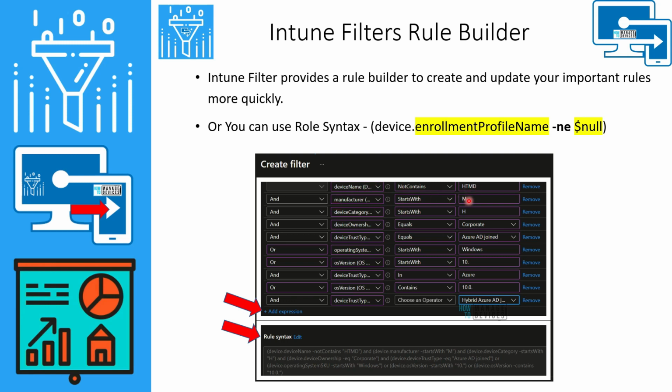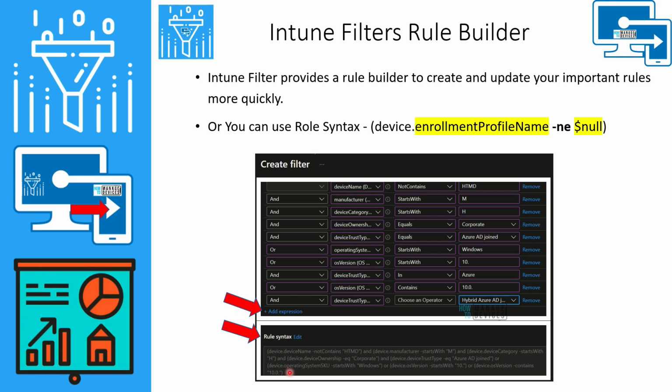Manufacturer name starts with M, probably Microsoft. Device category starts with H. Device ownership equals corporate, and you have options such as personal, etc. Device trust type: Azure Active Directory join, hybrid Azure Active Directory join. All these options are there in the filter over here. And operating system name, operating system version, and over here you can see rule syntax.